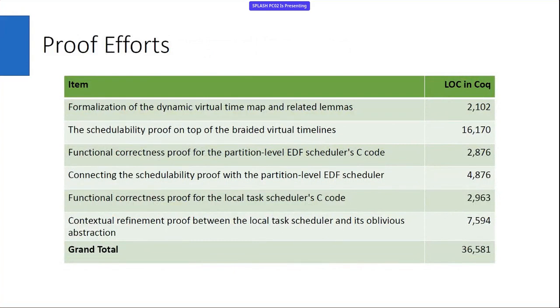The scheduler is formally verified inside Coq. We formalize the dynamic virtual time map, and we have the schedulability proof. We do not rely on any external schedulability module to prove that the thing is schedulable. Instead, everything is included, along with the functional correctness proof for the scheduler. These numbers just show how many lines of code we had to write to prove various sets of properties. You can look at the paper for detail.